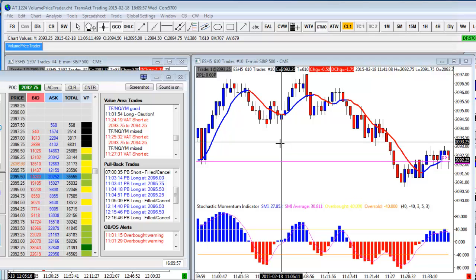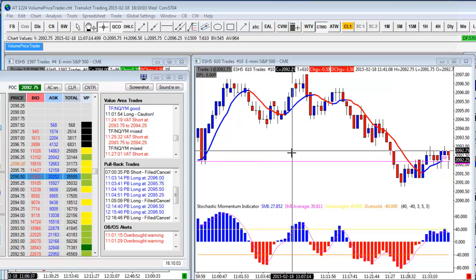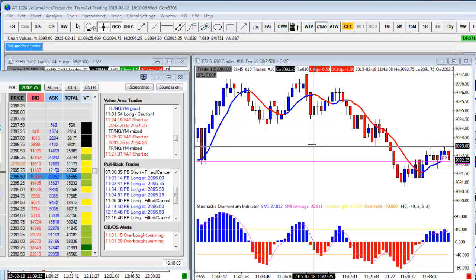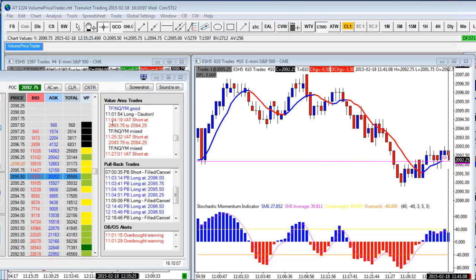The best way is to watch the signals in live action, and then you get a real good feel for how they work, okay? The main thing would be, I would say, start always with value area trades, get comfortable with those, but keep an eye on these, and then start taking these as you get more experienced.